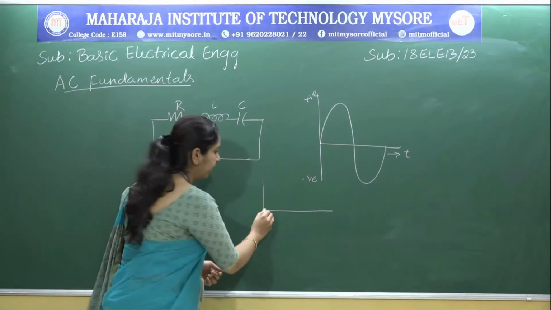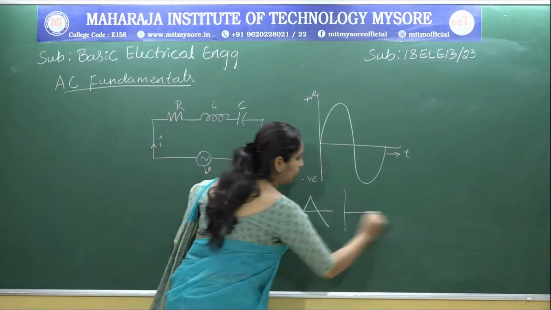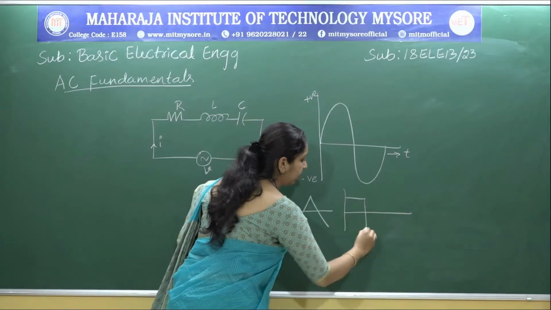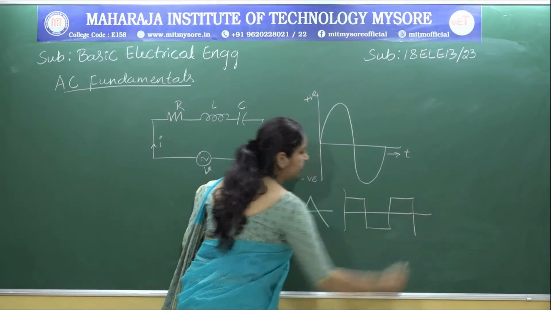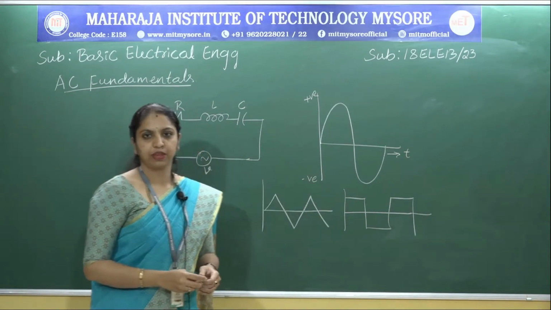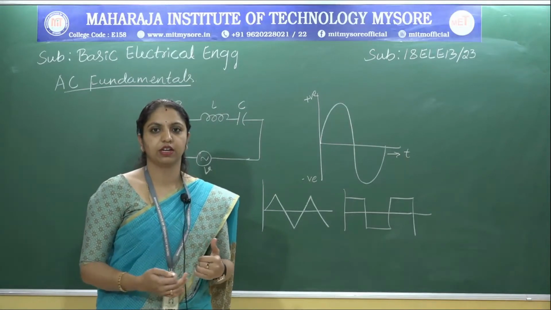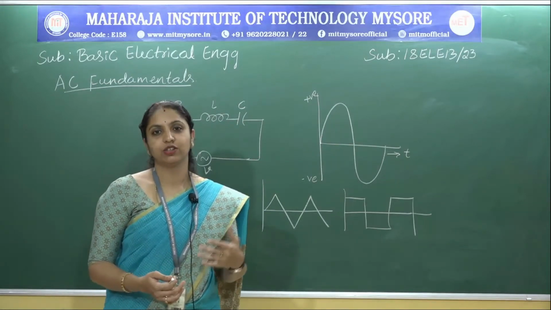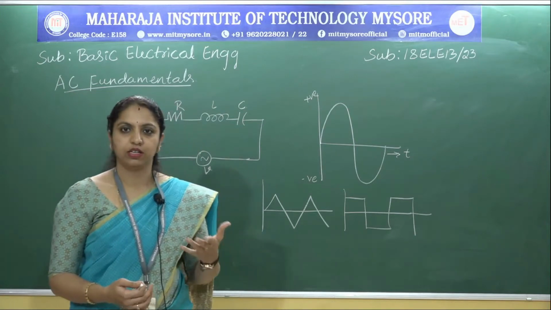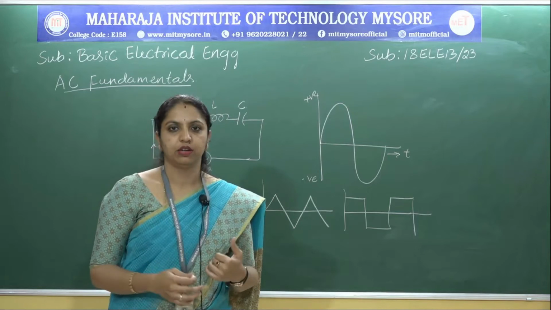This alternating quantity may have any shape. It may have a triangular waveform, a rectangular waveform, or a sinusoidal waveform. But in electrical circuits, the alternating voltage or alternating current is in the form of a sinusoidal quantity, a sinusoidal waveform.